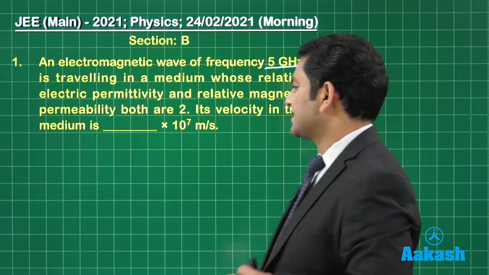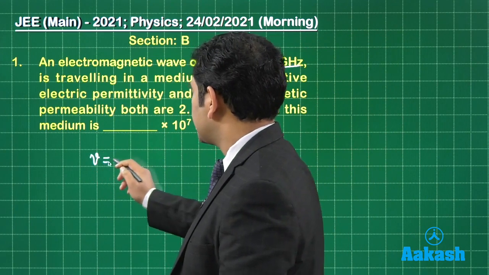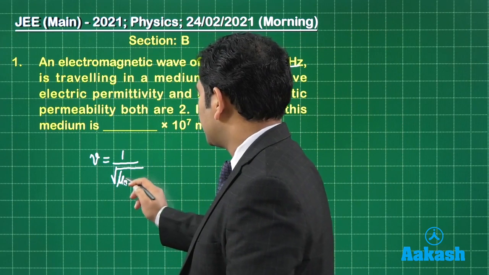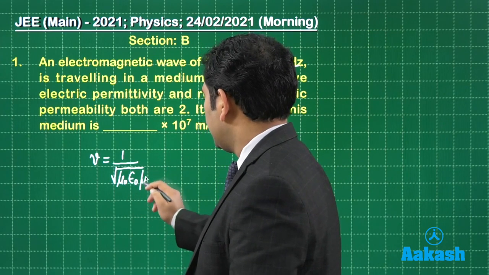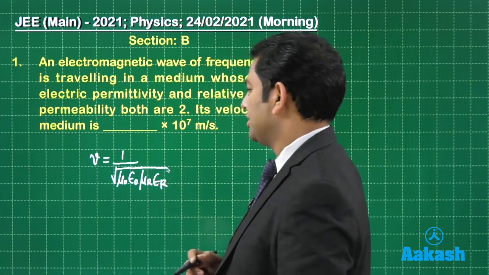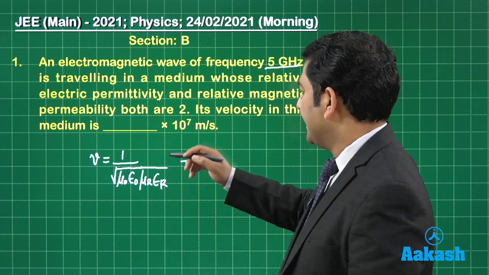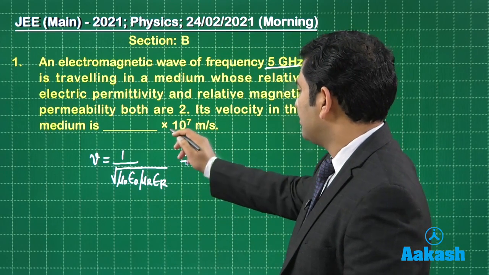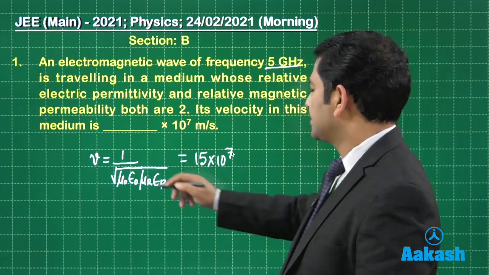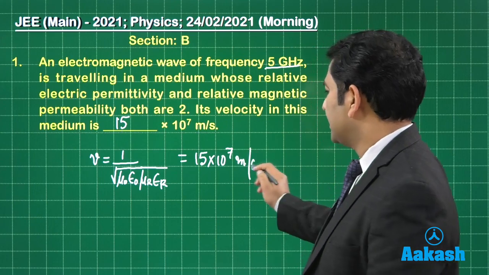We need to calculate the speed of this wave in the medium, which is of course equal to 1 by under root of mu naught epsilon naught into mu r into epsilon r. This is all we need to do. When you solve this, it's so simple, and you get 15 into 10 raised to the power 7. So the correct numeric value for this would be 15.